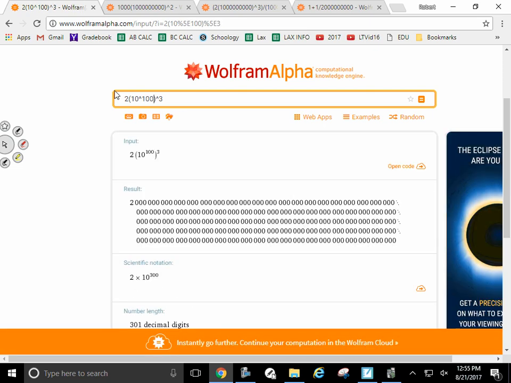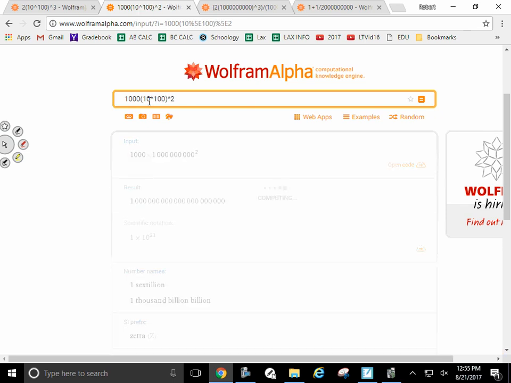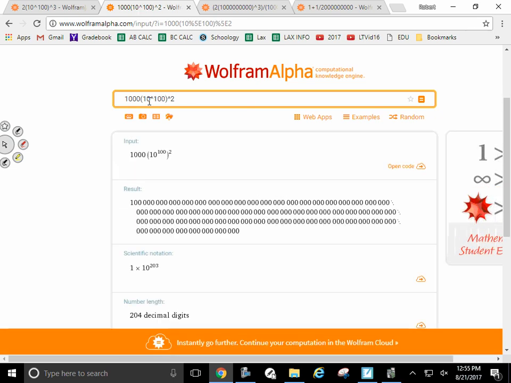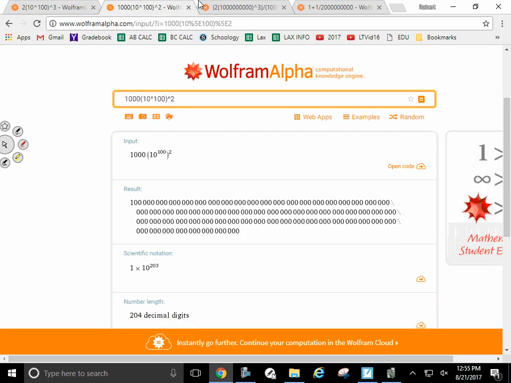We get 2 times 10 to the 100th cubed. That number is 301 digits long. And let's see what it is if I plug that same number in for x and square it. It's 204 digits long. Now, still a big number, but relative to this number, it is much smaller.